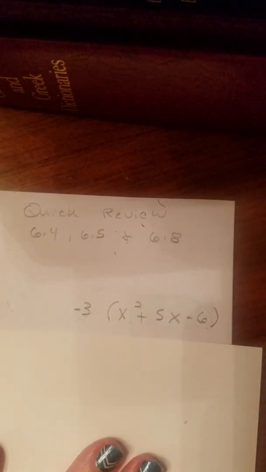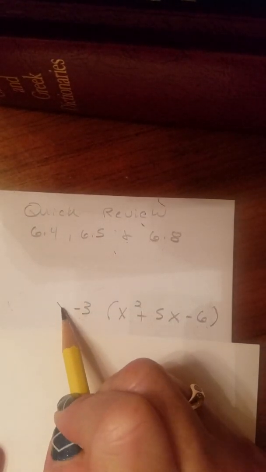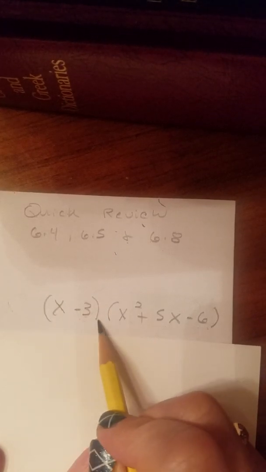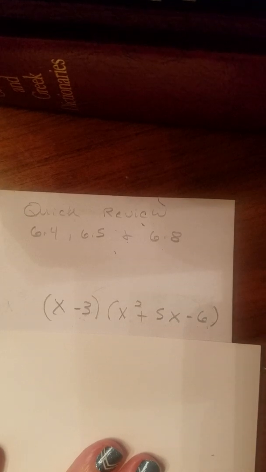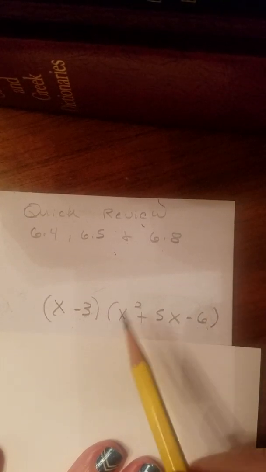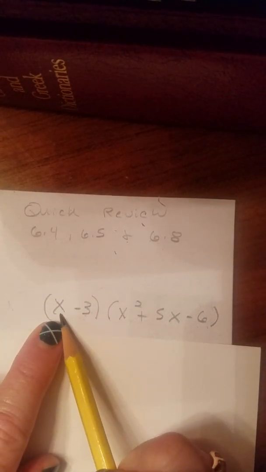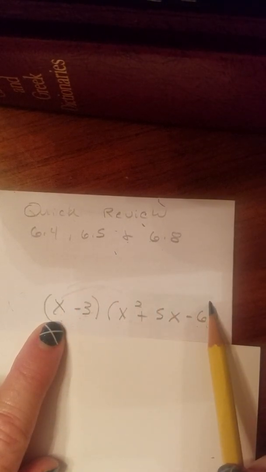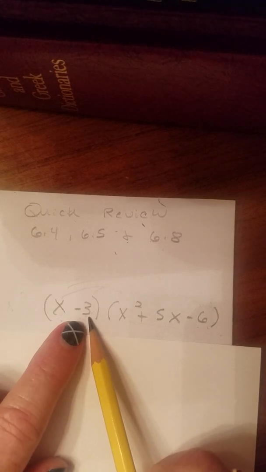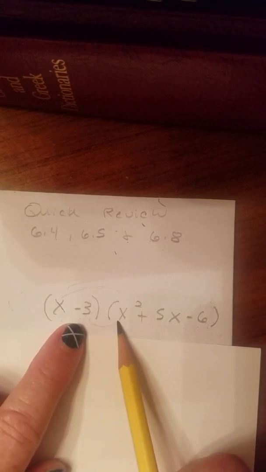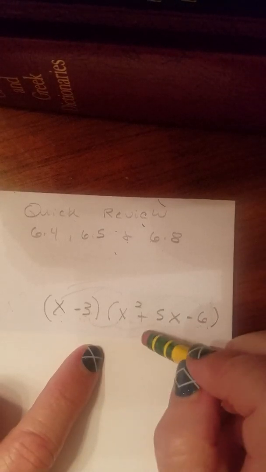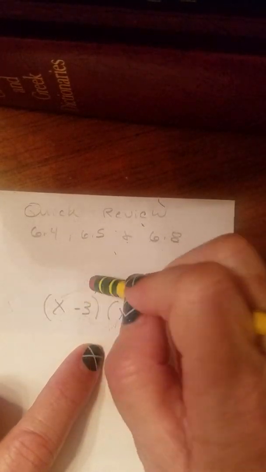All right? But what if this was x minus 3 times this trinomial? Well, you're just basically going to take the first term, x, and distribute it to each term. And then you're going to take the last term here and distribute it out to each term. All right, so you're just distributing. That's all that is. This is the binomial.